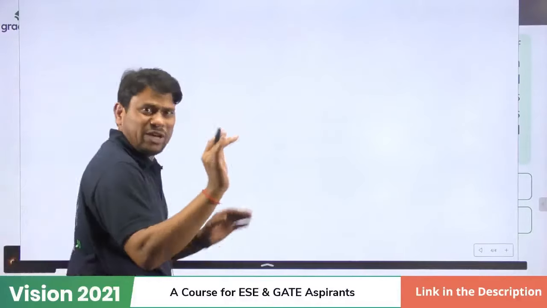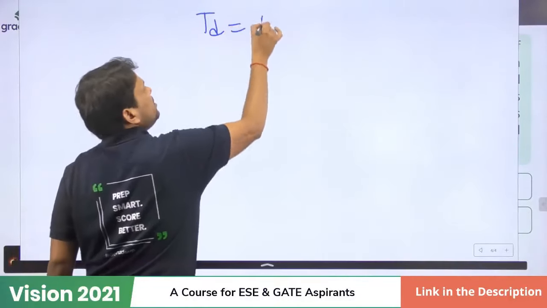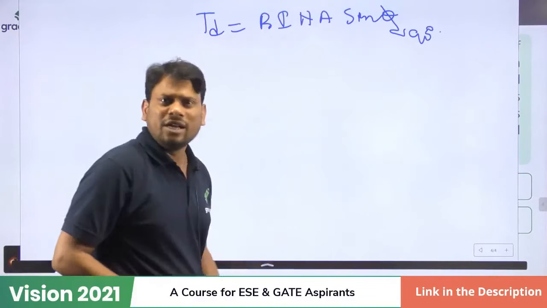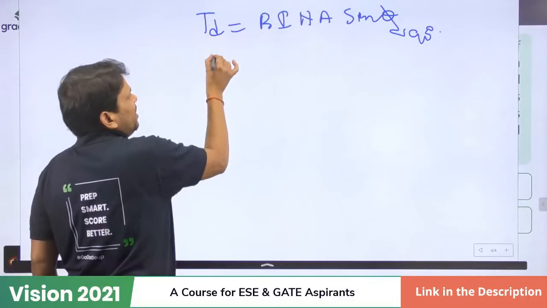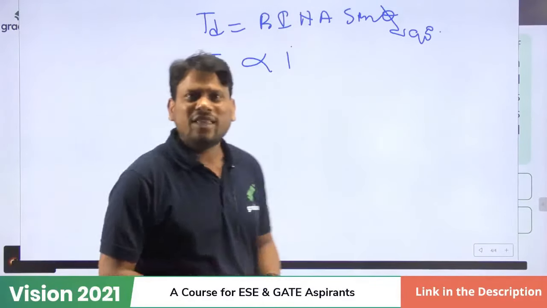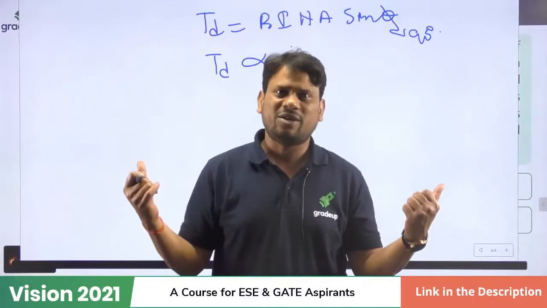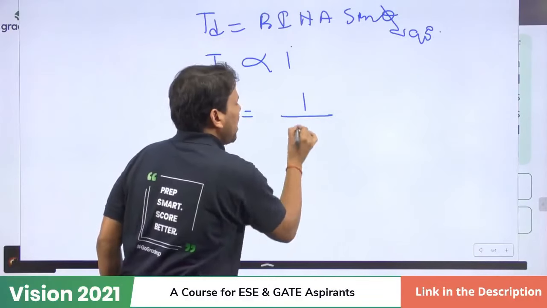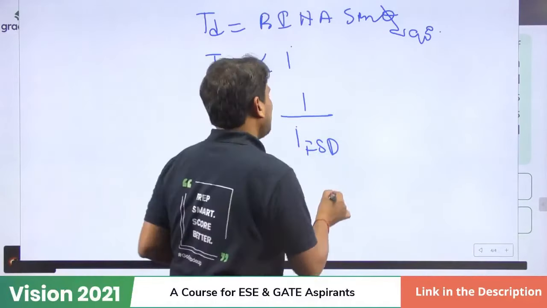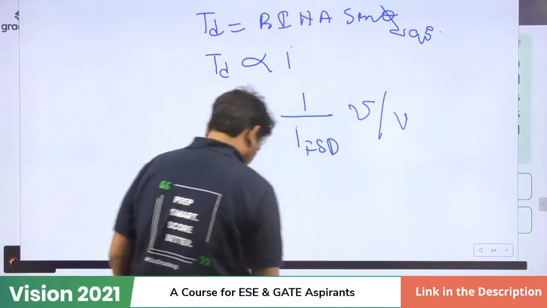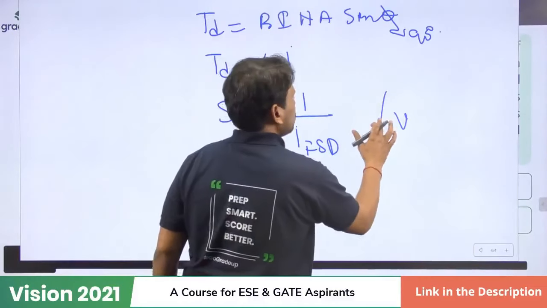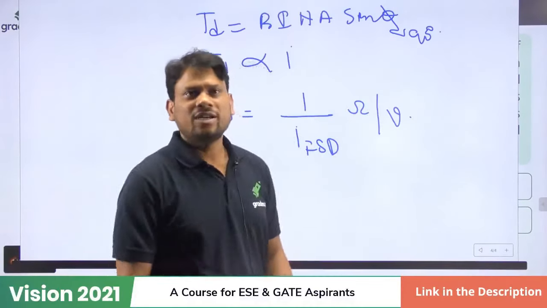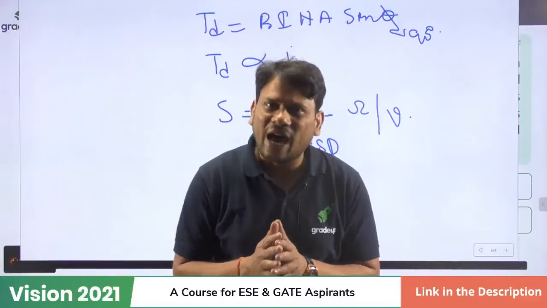So dear friend, this is the last but very, very important thing. What is the deflecting torque equation? It is nothing but BINA sin theta, where theta tends to 90 degrees. Please mind it. Now we can write here, in general, deflecting torque is proportional to I. Then what will be the sensitivity of the galvanometer? What will be the sensitivity of the PMMC meter? So sensitivity is nothing but 1 by I full scale, and unit wise, just wait a moment, it will be ohm per volt. This is the unit. So the sensitivity of PMMC is defined by 1 by I full scale.